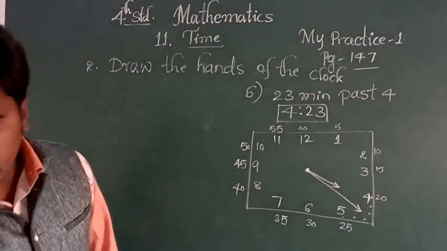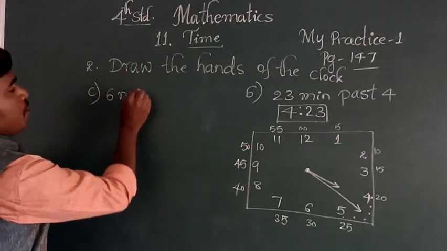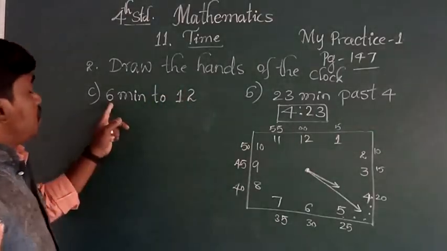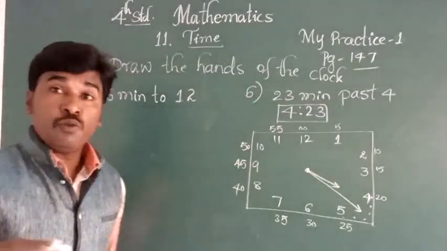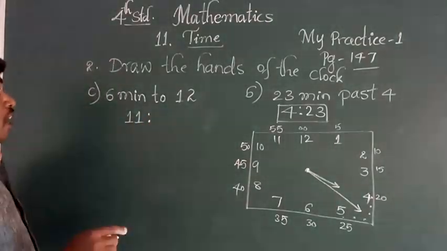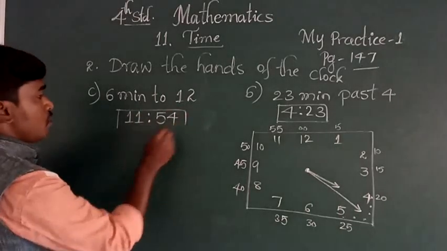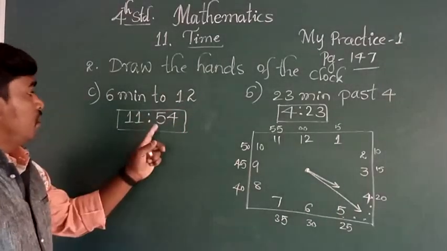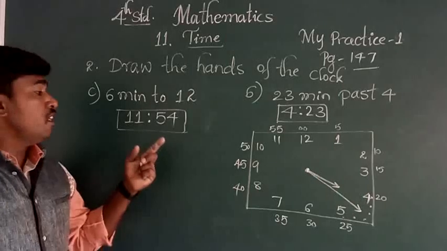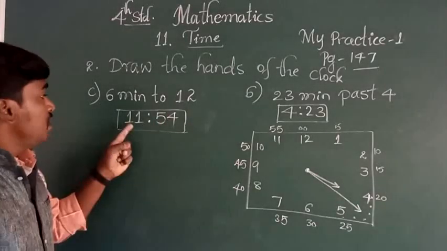I'm showing one more question. Okay, it is 6 minutes to 12. See, 6 minutes to 12. That means it is very simple. 6 minutes are balanced to complete 12 o'clock. That means 11. 6 minutes balance with 55. 54. 11:54. So I hope you understood. 6 minutes to complete 12 o'clock means 54, 55, 56, 57, 58, 59, 60. 6 minutes are balancing to complete 12 o'clock. The exact time is 11:54.